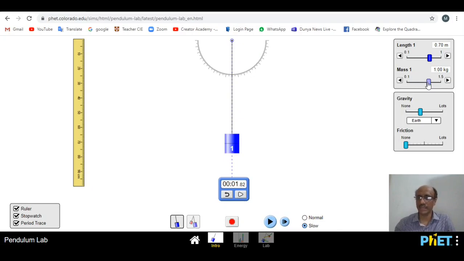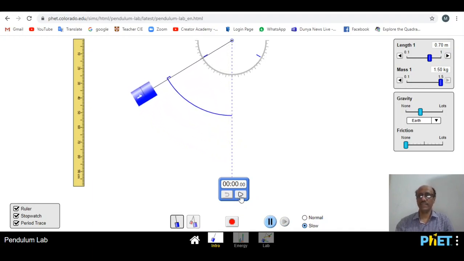Now we will change the mass. We will change it from 1 kg up to 1.5 kg, and we will reset this. 1.82 was the answer, and then we will move it to 60 degrees again, and we will start. Now we can move this very slowly as well, so that we can measure the time period accurately. So now when it reaches this point, start this.